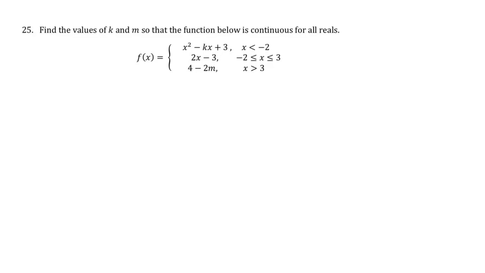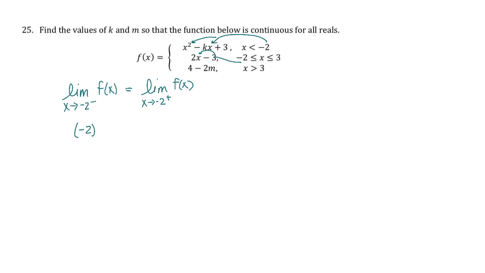Okay, for our next problem, you are asked to solve this for k and m so that we are continuous everywhere. And so whenever we do that, this is where we looked at our limit as x approaches negative 2 from the left of f of x equals the limit as x approaches negative 2 from the right. And so what you're going to do is sub in negative 2 in place of x, and then also down here sub in that negative 2 and set these equal to each other.